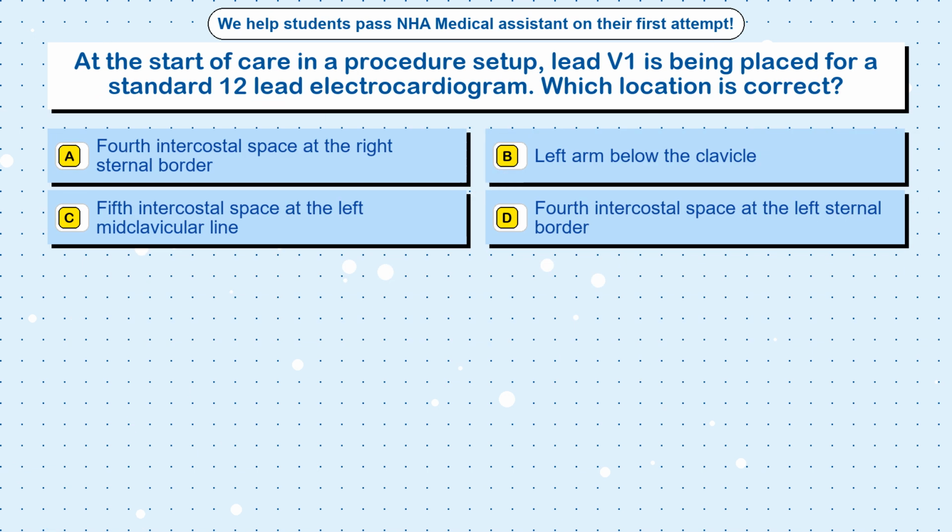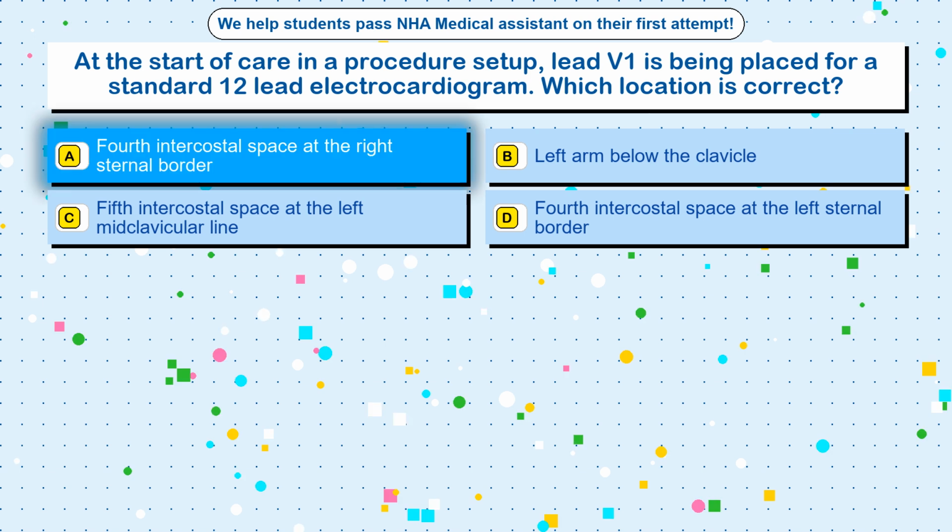Question 60. At the start of care in a procedure setup, lead V1 is being placed for a standard 12-lead electrocardiogram. Which location is correct? Option A, fourth intercostal space at the right sternal border. Option B, left arm below the clavicle. Option C, fifth intercostal space at the left midclavicular line. Option D, fourth intercostal space at the left sternal border. The correct answer is option A, fourth intercostal space at the right sternal border.